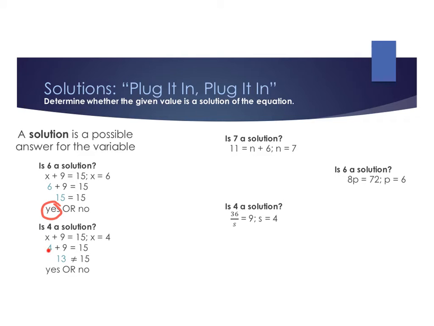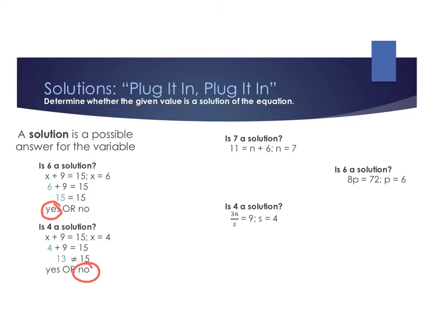So now what I'm going to do is add 4 plus 9, which equals 13, and this side equals 15. Does 13 equal 15? Answer is no. So that's why I have this equal sign right here with a slash through it, saying no, it does not equal it. So I'm going to circle the answer choice, no.